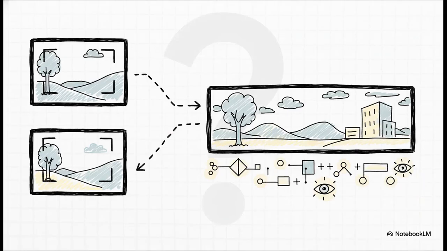So yeah, that's the big question, right? How does your phone take two completely separate pictures and stitch them together so you can't even see the seam? Well, it's not magic, but it is a really fascinating mix of computer vision and some clever math, and that's exactly what we're going to break down.